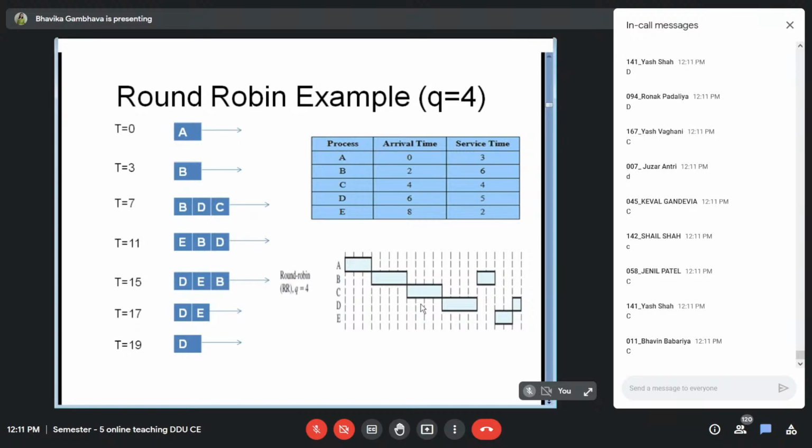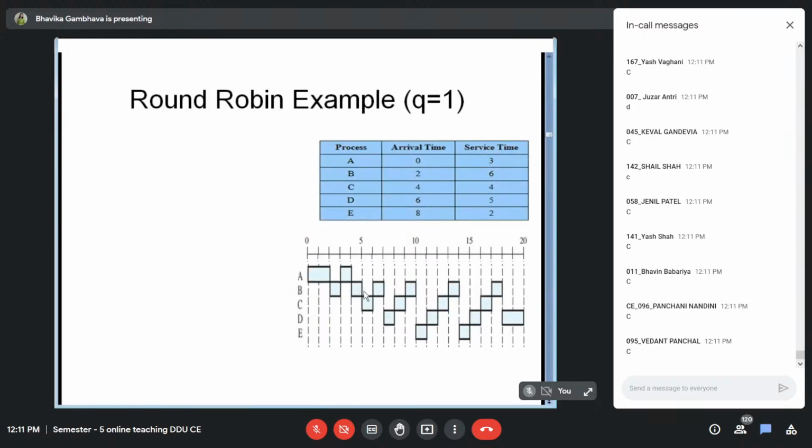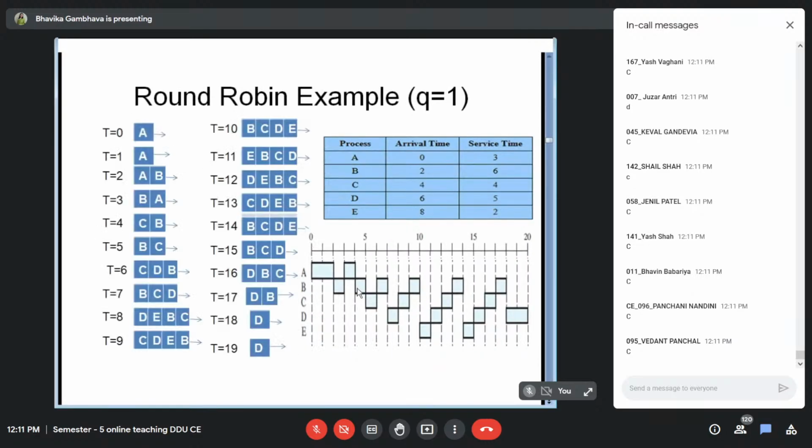Some of you are okay. Let us go back there. So the fifth one was B, and then C had already arrived. So here C is given the priority, and then B. Okay, try to look at this.